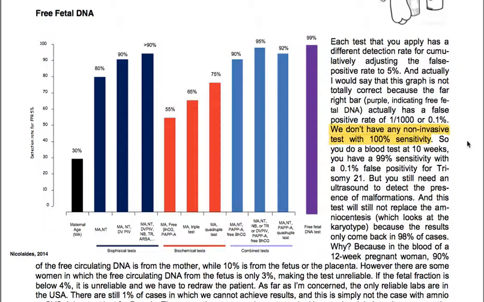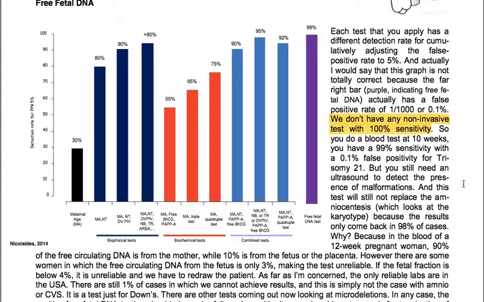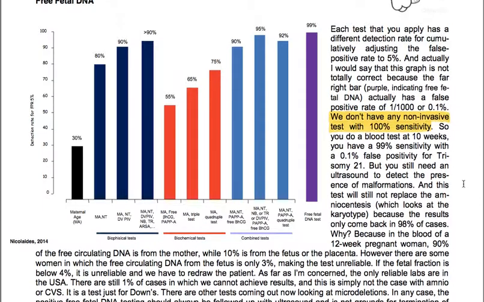You do a blood test at 10 weeks, you have a 99% sensitivity with a 0.1% false positivity for trisomy 21. But you still need an ultrasound to detect the presence of malformations. And this test will still not replace the amniocentesis, which looks at the karyotype, because the results only come back in 98% of cases. Why?